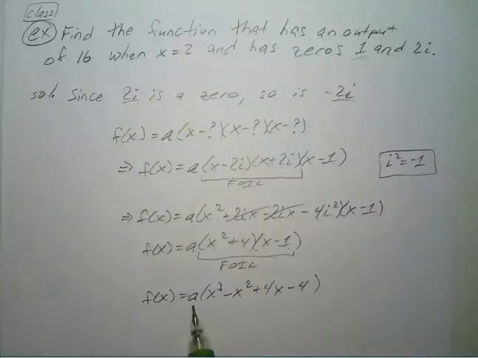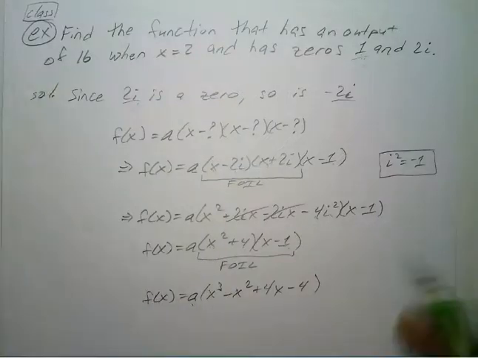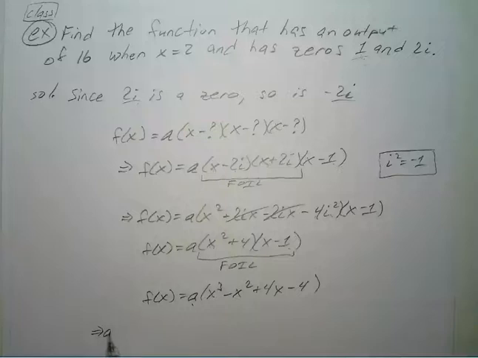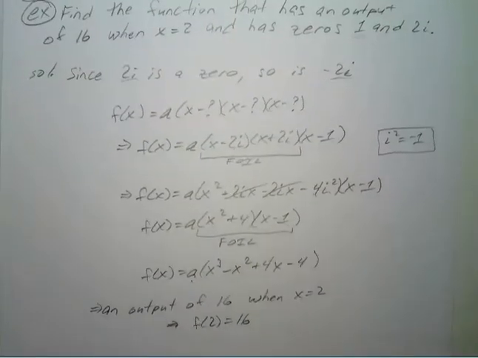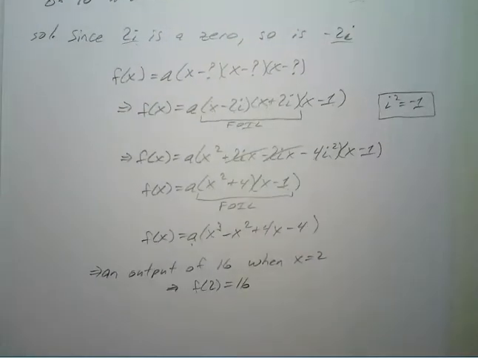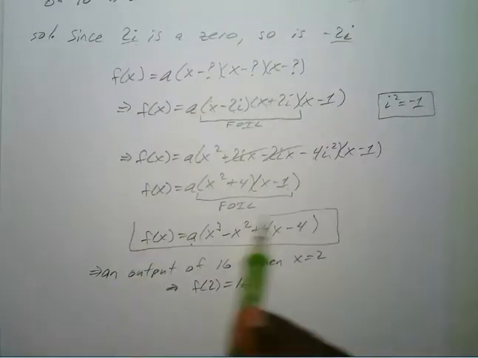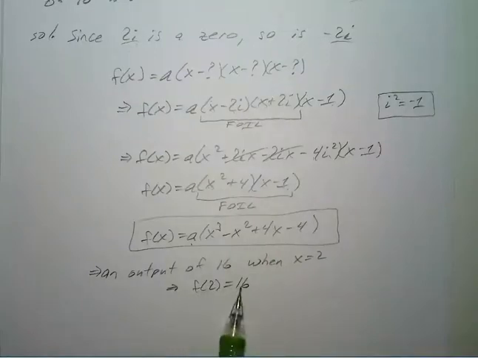But we're still missing one. We're still missing that a value. Okay, so how do we find that a value? Well, they told us an output of 16 when x is equal to 2. That's just a fancy way of saying that f of 2 equals 16. Okay, so we get this, and we use the fact that we know this to solve for our a.